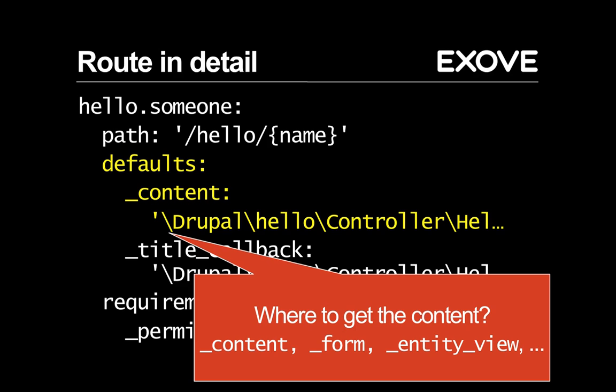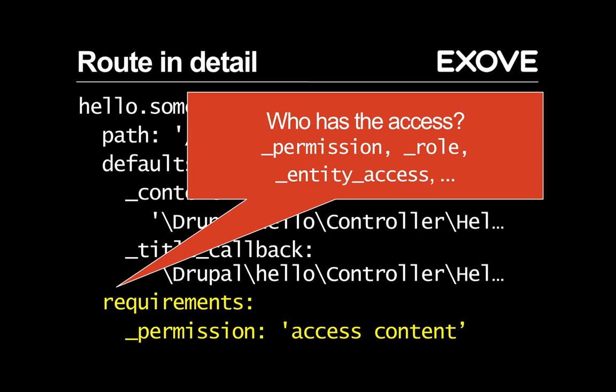And oh yeah, one more part which we need is requirements, which tells who can access this route. And there are, again, a couple of ways of doing it. It's the permission, which looks very familiar, I guess, for everybody. But there are other options also, like roles. We can use the entity's access rights if it's an entity-based route, and so on.